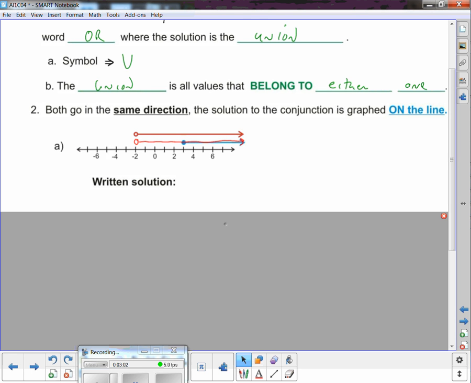Okay, let me put the red together with the blue. I just put them together. Do you see now what they form when they're both together? Any value from -2 on would be the solution. Do you agree? Okay, now again, you don't have that capability of my smartboard, but I do.